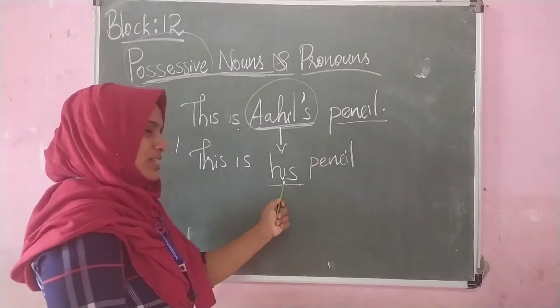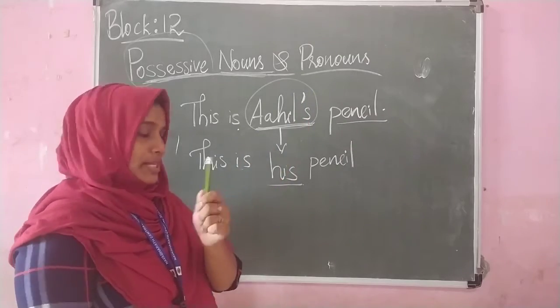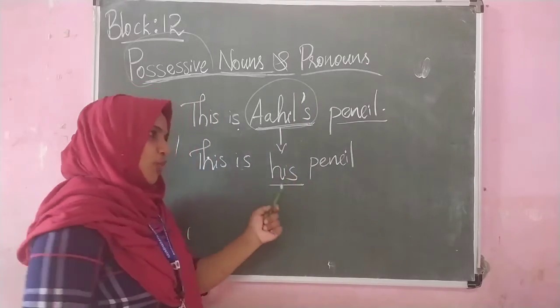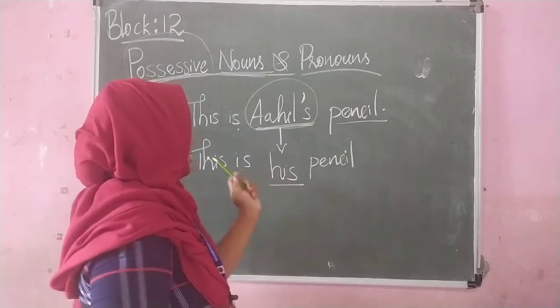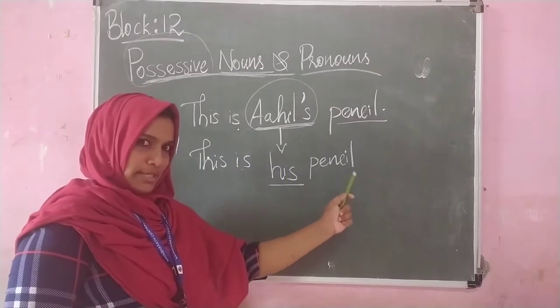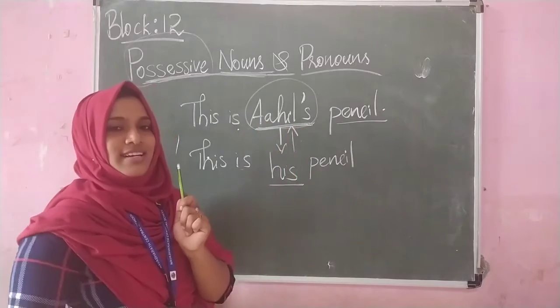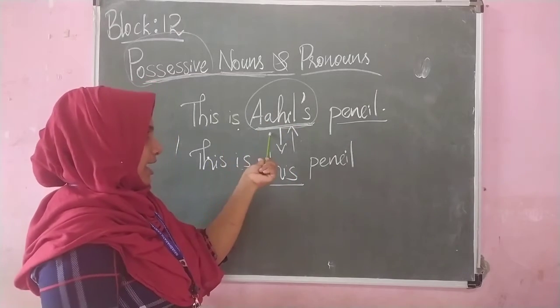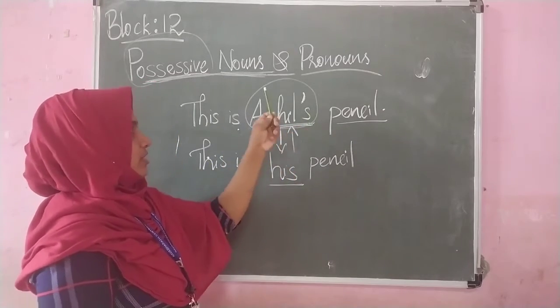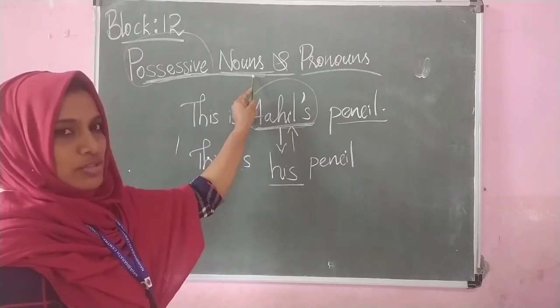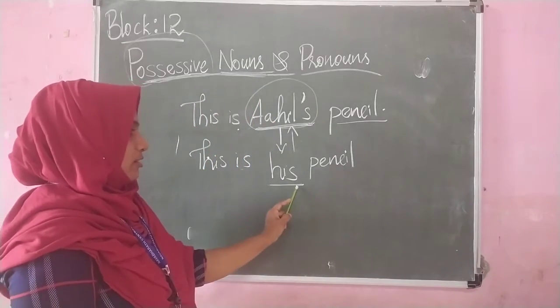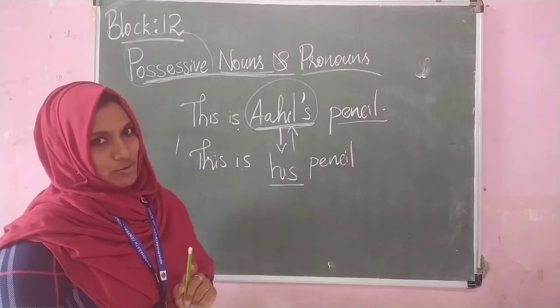Here I have used a pronoun, so this is called a possessive pronoun. That means this pronoun is showing the ownership. This is his pencil means this is Ahil's pencil. Clear? So this Ahil's with the apostrophe is called a possessive noun, and this his is called a possessive pronoun.